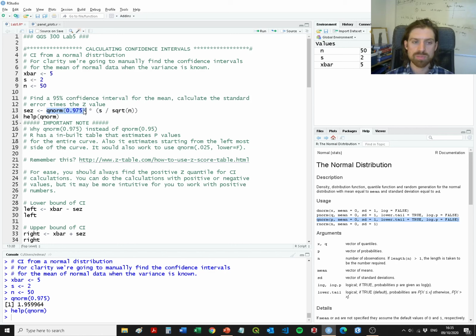Okay, so this produces the Z score, which is 1.96 if you round it to two significant figures.